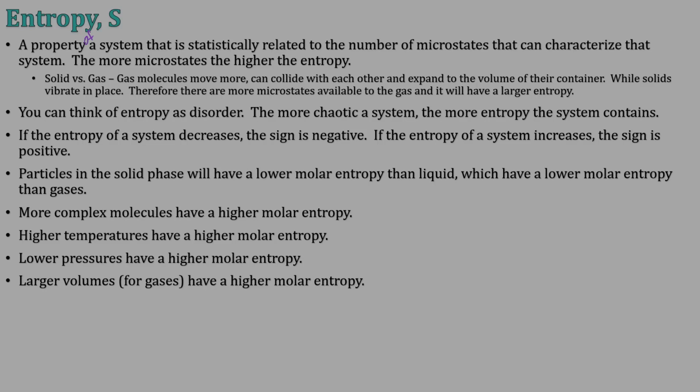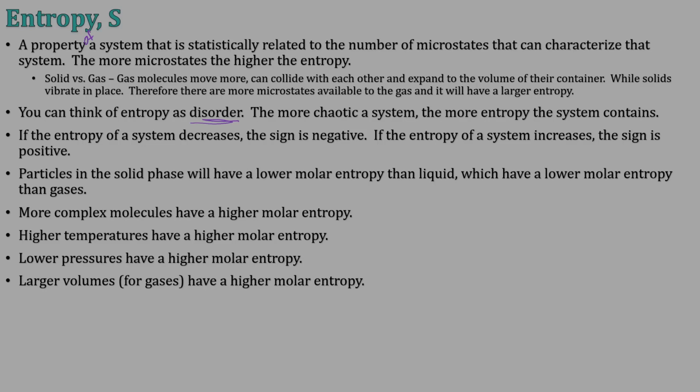So if we're comparing solid versus gas, molecules move more, they can collide with each other and expand to the volume of their container, while solids just simply vibrate in place. So there's more microstates with gases because they have more space available to them, and therefore they have a larger entropy. You can think of entropy as disorder. The more chaotic a system, the more entropy the system contains.